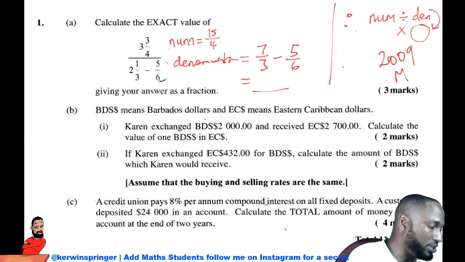$1.35. BDS means Barbados dollars, and EC means Eastern Caribbean dollars. Barbados and Eastern Caribbean exchange: 2,000 BDS for 2,700 EC. So that's the exchange rate there. Calculate the value of 1 BDS in EC. Well, you come around and you say 2,000, once again, is a find for one kind of thing. So 2,000 of the BDS would be equal to 2,700 of the EC.